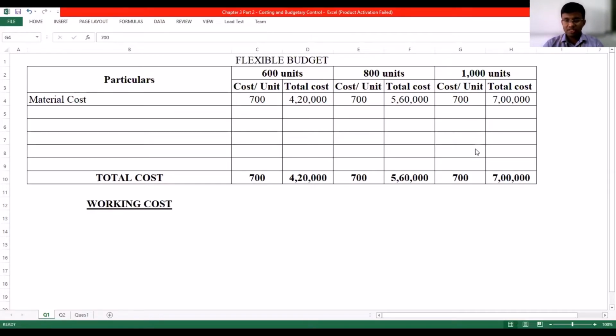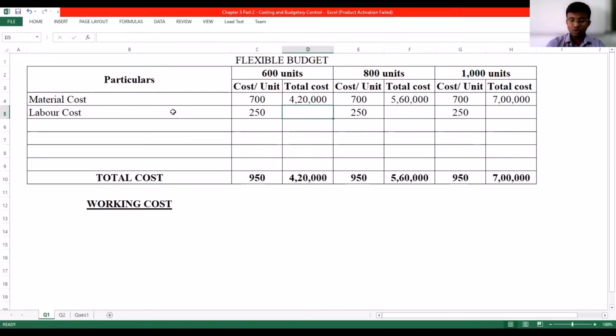Now, the next cost that we're going to compute is the labor cost. Labor cost is what type of cost? Labor cost is also a variable cost, which means cost will vary with the level of output. What does that mean? Whether you produce 600 units, cost per unit will be 250. 800 units, it will be 250 per unit. And here also it will be 250 per unit.